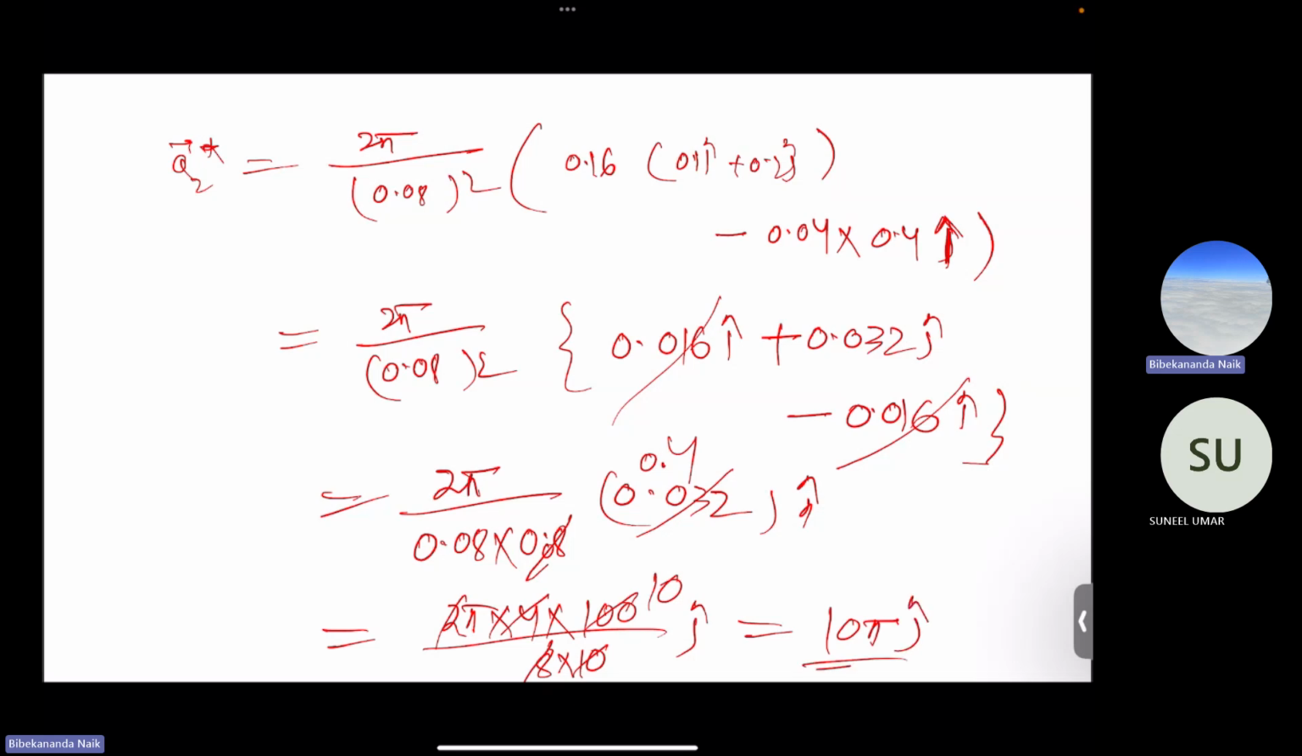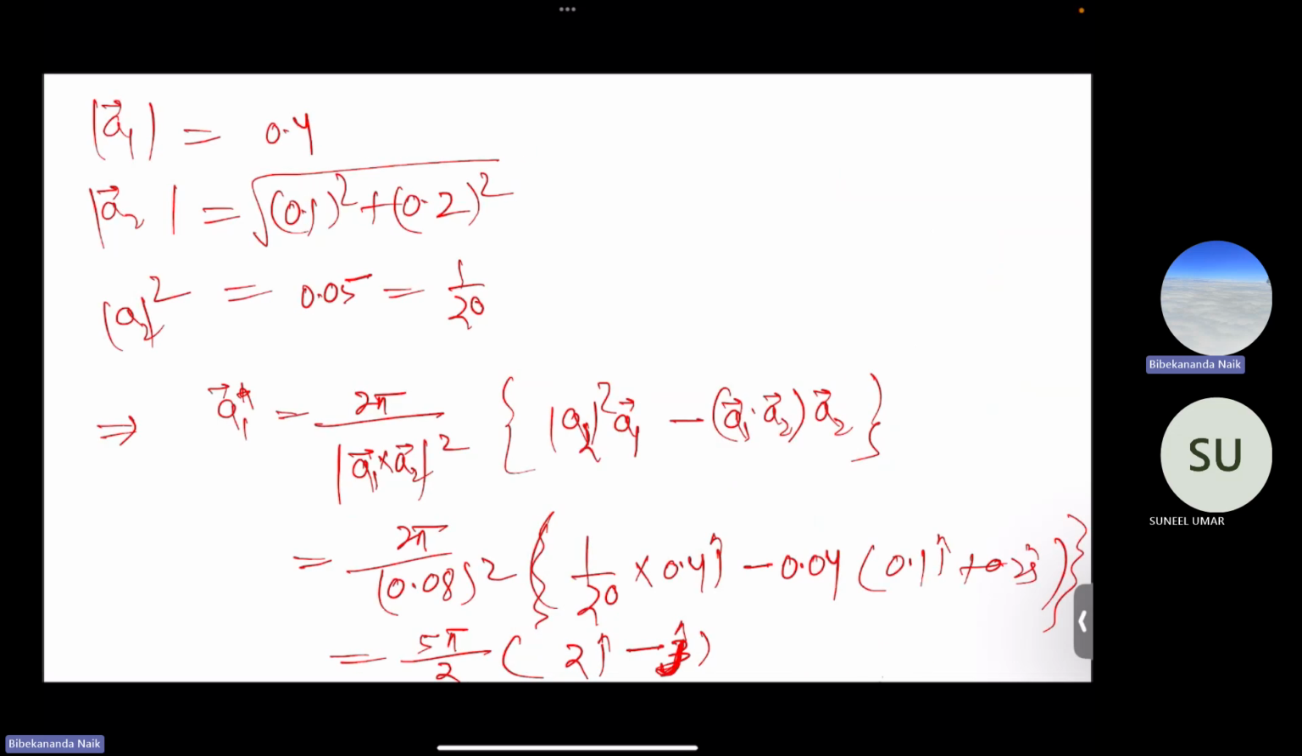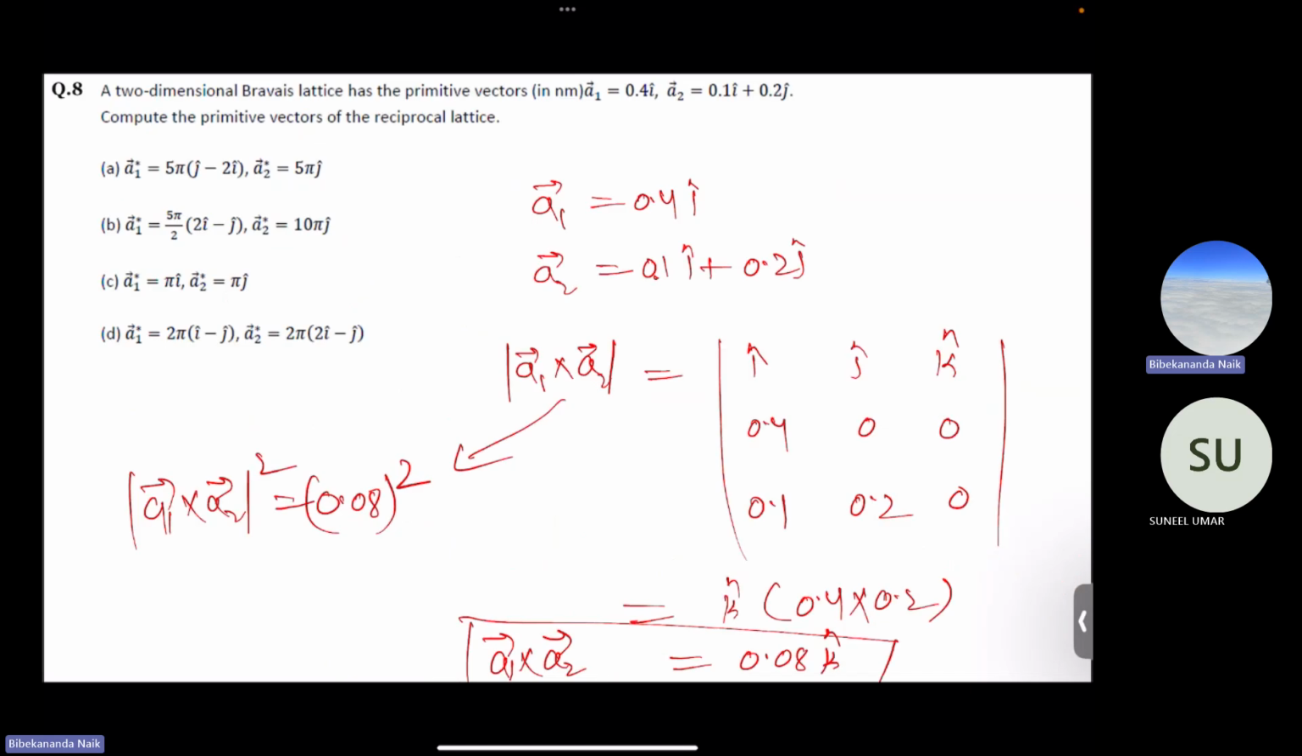So this is the A2 star vector, 10π j cap, and the A1 star vector is 5π by 2, 2 i cap minus j cap. So if you see the options, 5π by 2, 2 i cap minus j cap, and A2 is 10π j cap. So the correct option is option B. Is this clear to you? Yes, sir.